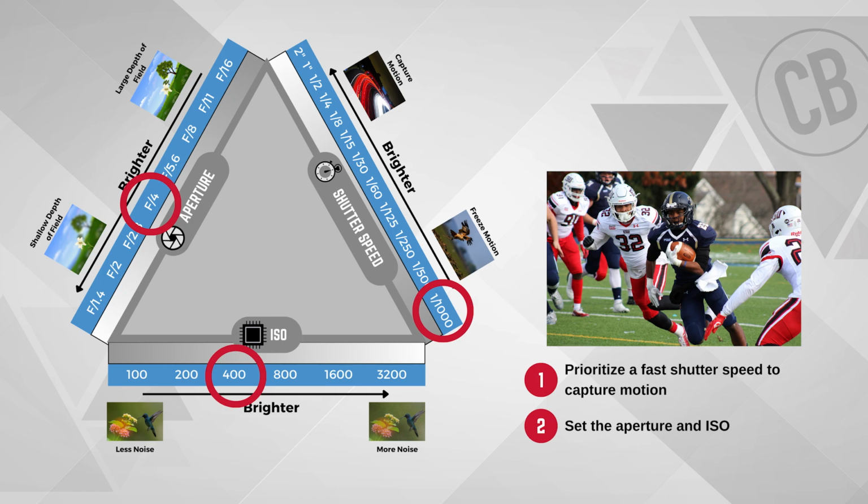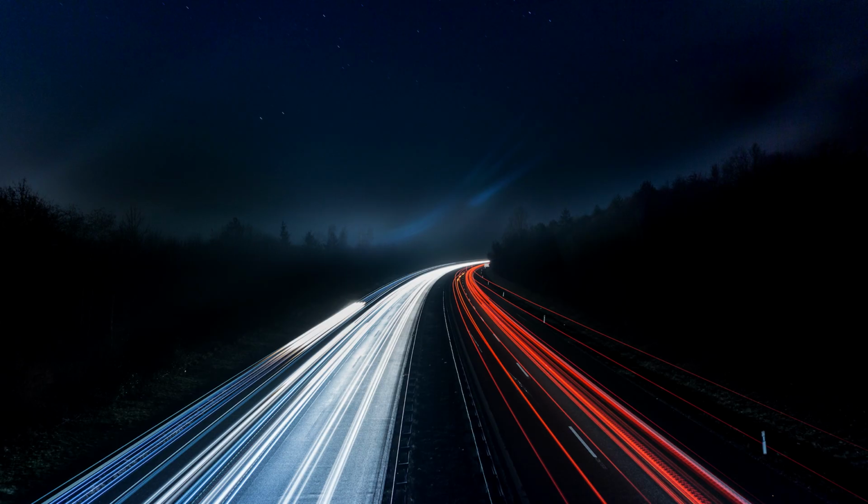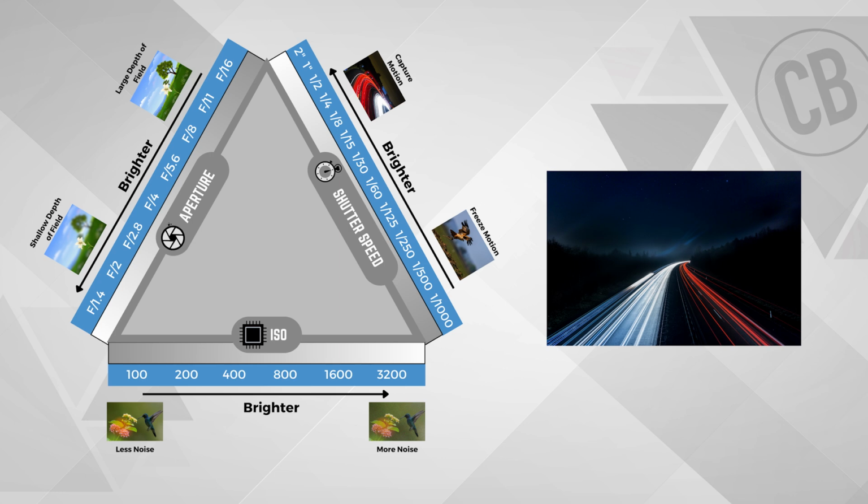Next, let's say we want to do a long exposure to capture light trails. In this case, the most important element is going to be using a slow shutter speed to capture the motion of the car lights over time. Let's say we're going to choose the slowest shutter speed on this graphic of the exposure triangle, 2 seconds, to capture the car as it moves from the bottom to the end of the frame, or from the end towards the frame in the other direction.